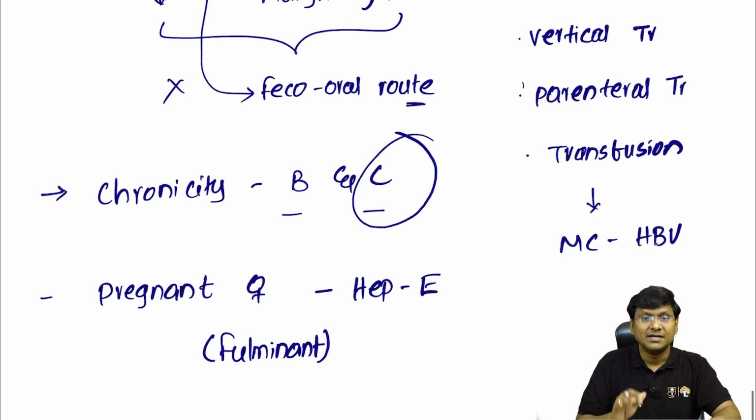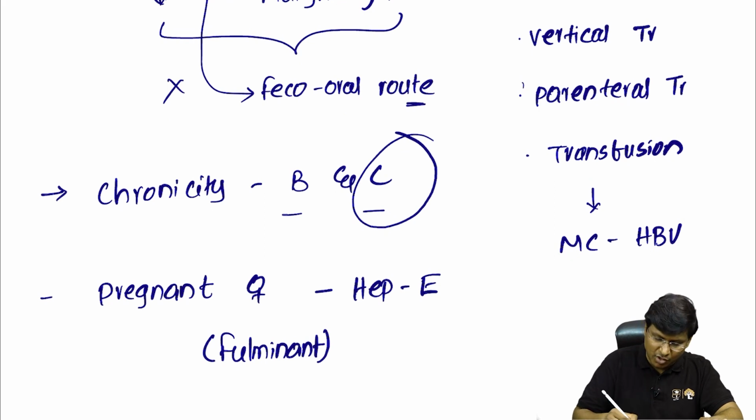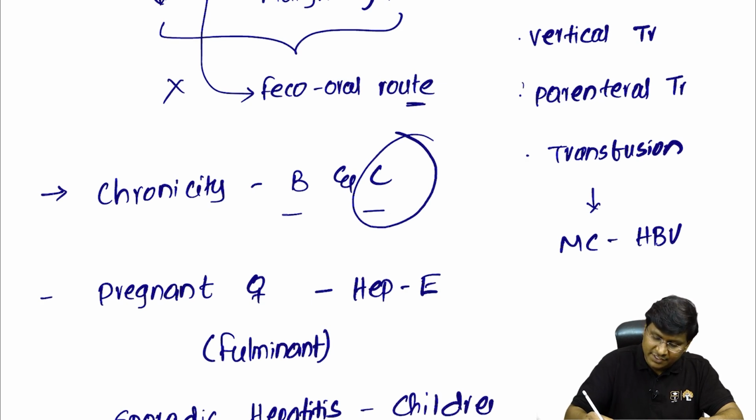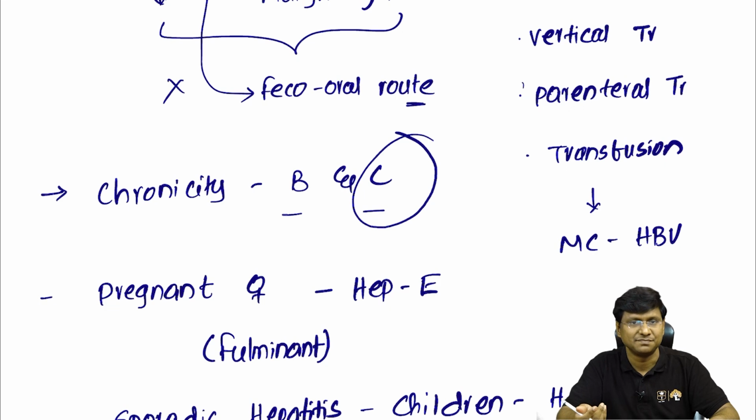And what is the most common cause of sporadic hepatitis in children? The most common cause of sporadic hepatitis in children will be hepatitis A, because it has the feco-oral route of transmission.